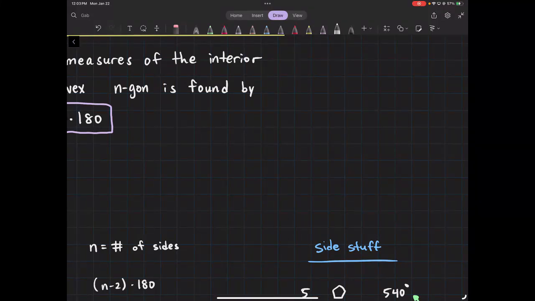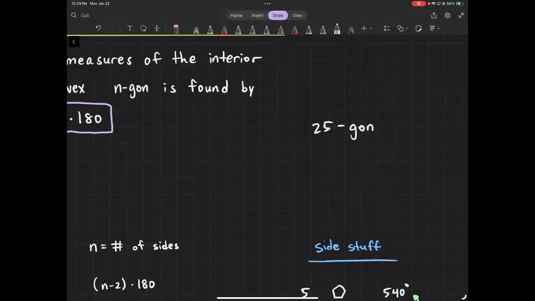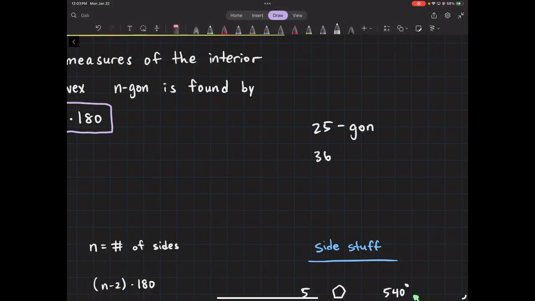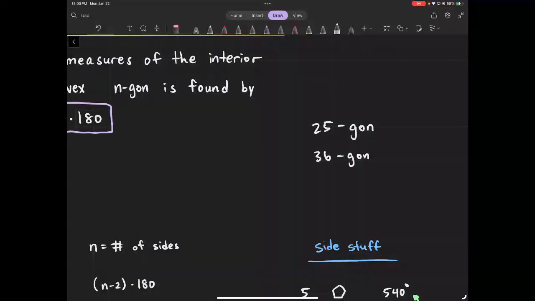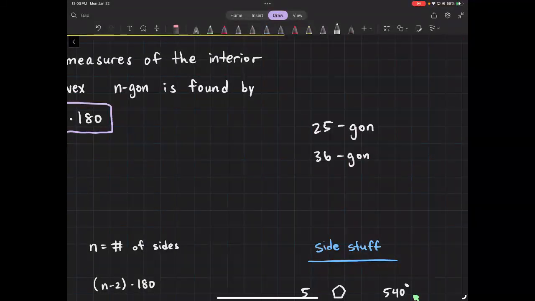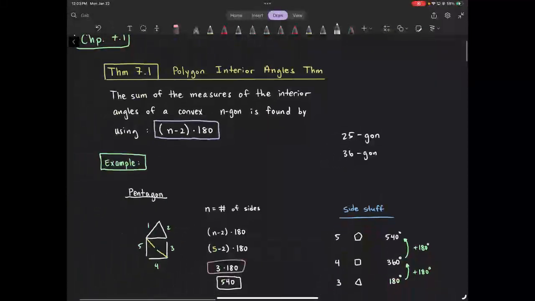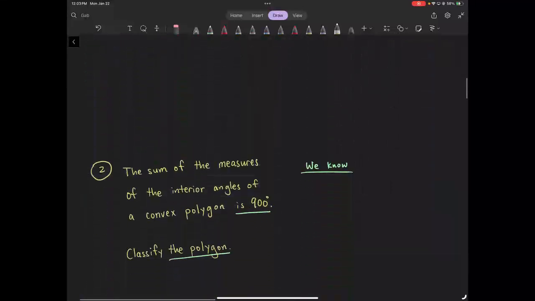So for example, a 25-gon has how many sides? 25. Okay? Maybe just copy it down because it's going to be in your book. What about a 36-gon? 36. Okay. Someone had a question about that. There's 3. Okay, so here's 2.